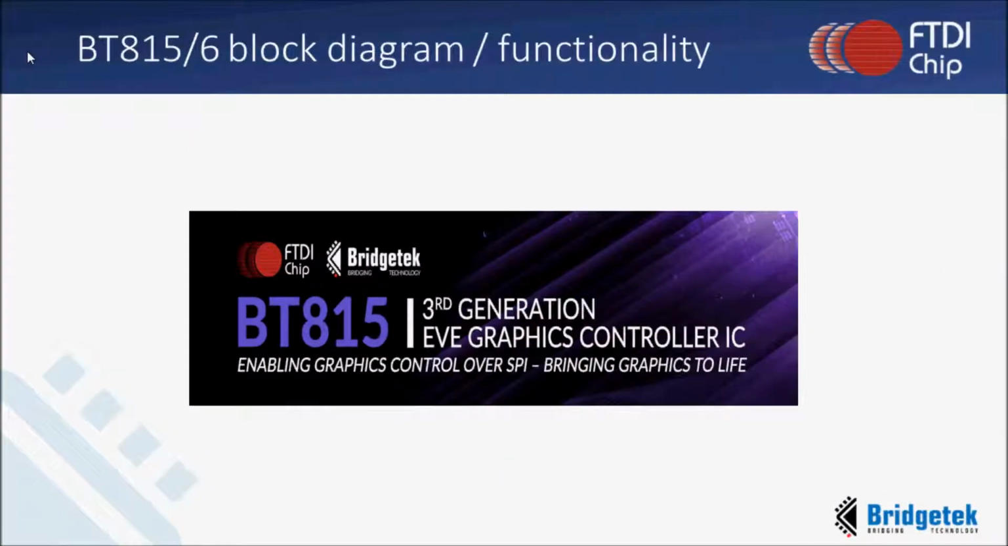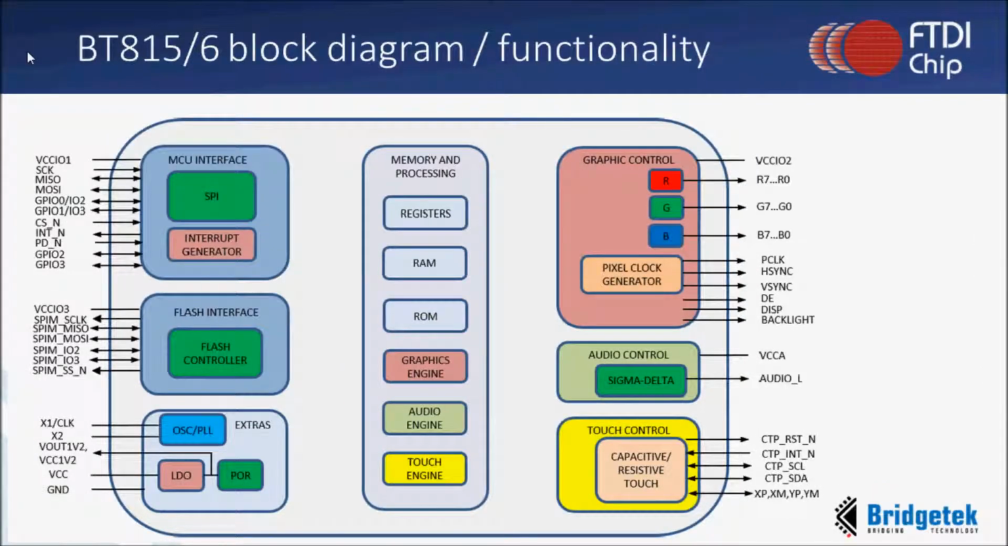So now we're going to have a look at the BT815/6 block diagram and functionality. Here's the block diagram. On the left hand side we have the inputs, and on the right hand side we have the outputs. The first input block is our MCU interface. This is a SPI or quad SPI interface. It also includes an interrupt generator. The next block down is our flash interface and flash controller. This again is a SPI or quad SPI interface and allows for the support of external flash chips, which is a new feature for the BT815/6 Eve third generation products.